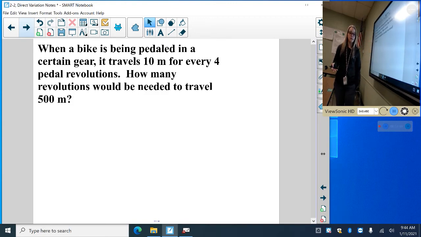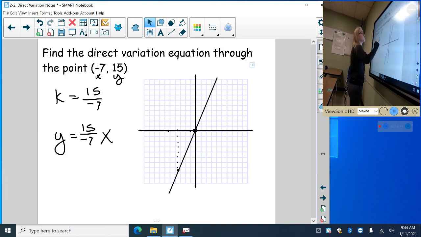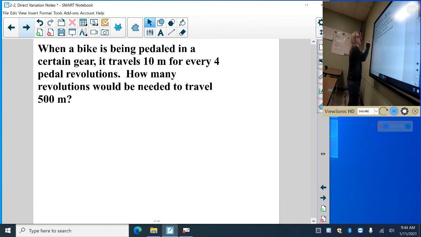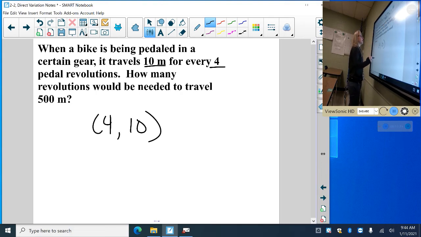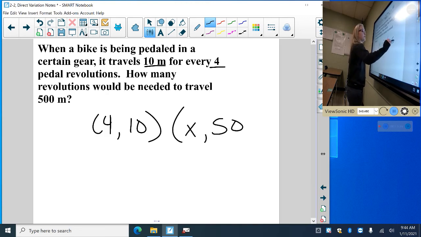If you have 0 gallons of gas, you're going to drive 0 miles. If you have 1 gallon of gas, depending on your car, you might go 20 miles, or you might go 10 if you have one of those big trucks. So for this one, how do we solve it? I'm going to pick out my 2 points. For every 4 pedal revolutions, I'm going to go 10 meters. So 4 pedal revolutions goes 10 meters. So how many revolutions will take me 500 meters?